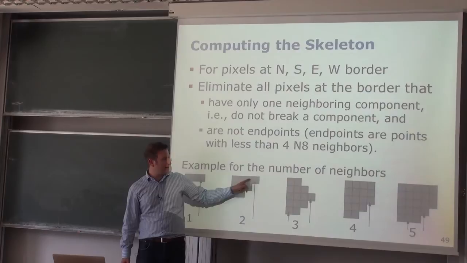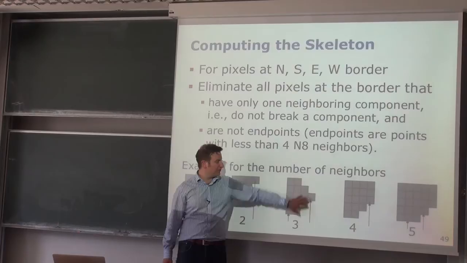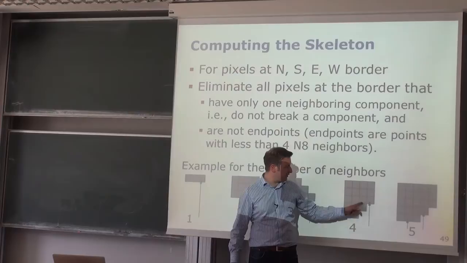Those points both have three neighbors, so those would be endpoints. This one over here, on the other hand, has one, two, three, four neighbors, so it would not be an endpoint. And the one with five neighbors also would not be an endpoint.